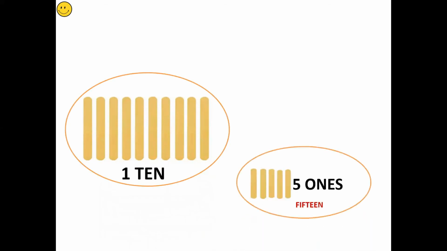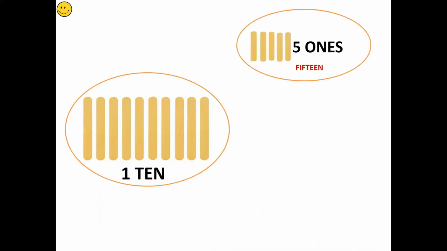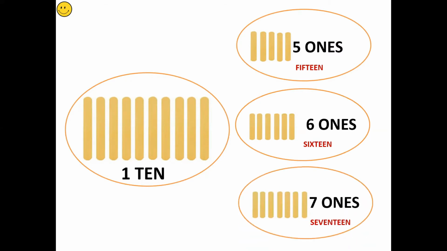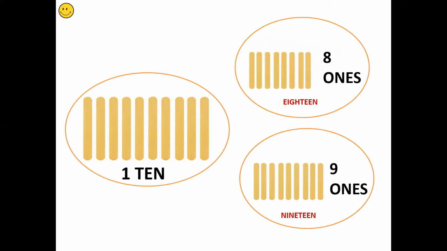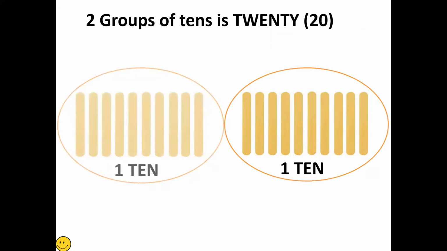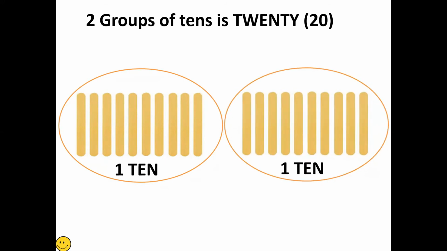1 ten and 5 ones make 15. 1 ten and 6 ones make 16. 1 ten and 7 ones make 17. 1 ten and 8 ones make 18. 1 ten and 9 ones make 19. Remember, 20 is two groups of tens. 1 ten, 2 tens. Two groups of tens make 20.